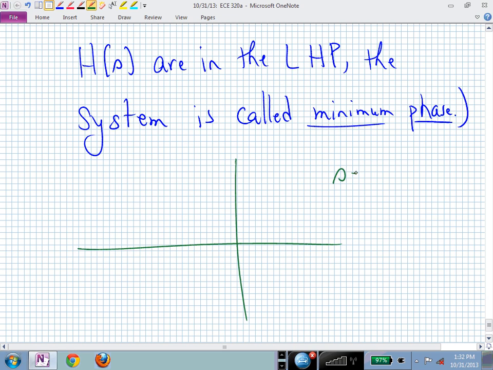Here's our complex S plane. Suppose I have a pole here and a pole there. Is my system stable? If I have a zero there, is my system stable? And we have another way of describing this system, don't we? This system is minimum phase because the zero is also in the left half plane.